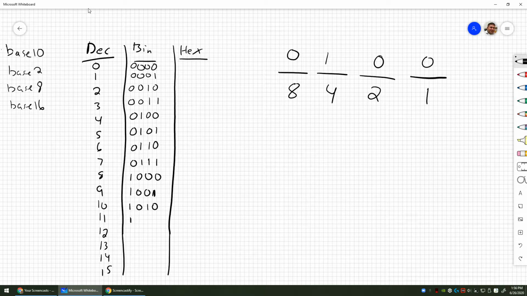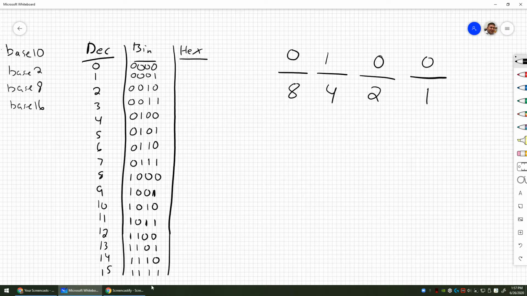An 11 would be that same one we just did with a 1 attached. 12 is an 8 and a 4. 13 is that same number with a 1 attached to the end. 14, an 8, a 4, and a 2. Okay, 15 is going to be all ones, all turned on. So you can kind of see why I went to 15 already. I went all the way from all zeros to all ones.